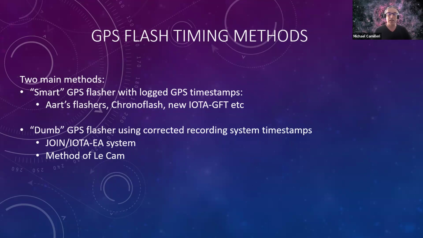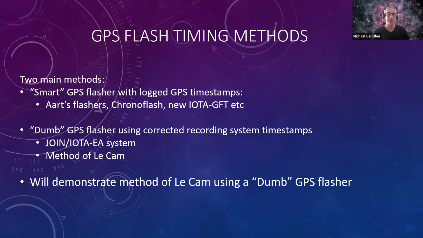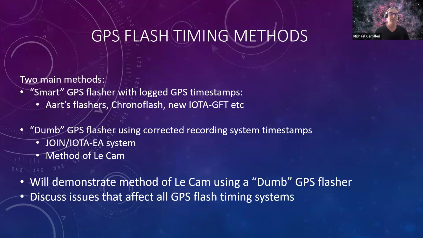When I went to look at GPS flash timing methods, I reviewed all of these, and I decided that the method of Lecam was most appropriate to my situation, given that the instructions are not in Japanese. So I'm going to be demonstrating the method of Lecam using a dumb GPS flasher. And along the way, I'll also discuss some of the issues that affect all of the GPS flash timing systems that need to be considered to give the most accurate timing.